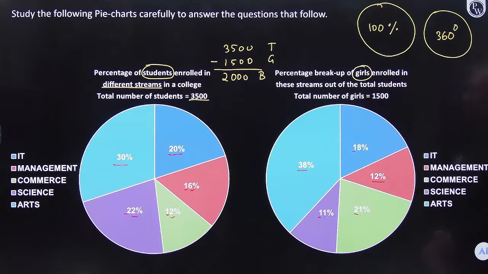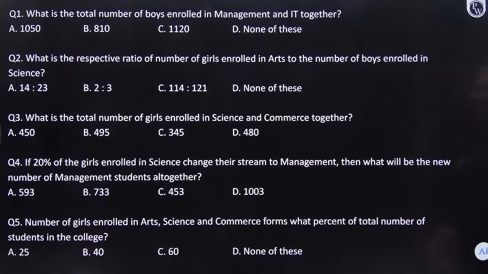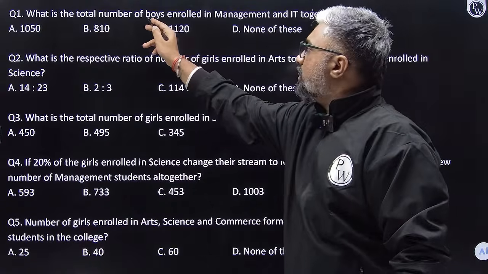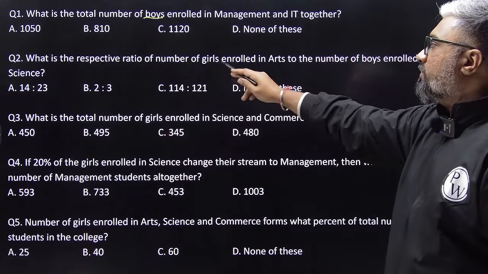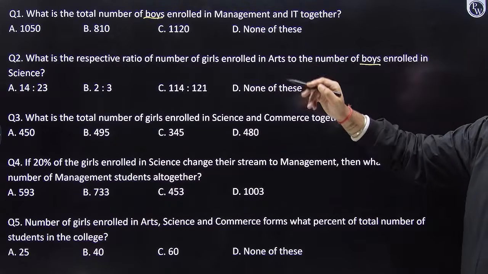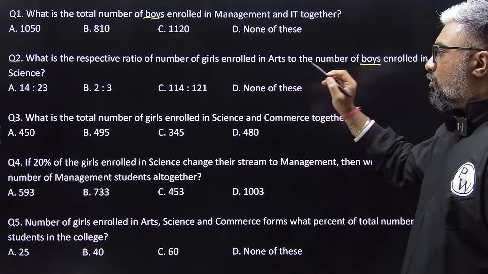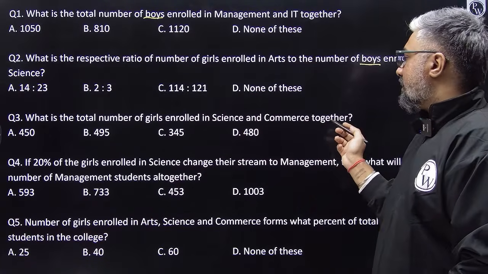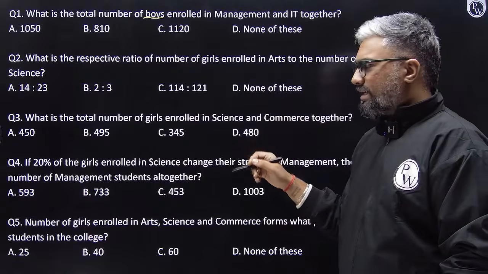Done. Shall we have a look at the questions now? So there's nothing additional to identify. I think most of the questions should be based on the boys. Let's see. What is the total number of boys enrolled in management and IT? So boys asked here, respective ratio of number of girls in arts to boys in science, again number of boys. Total number of girls enrolled in science and commerce, this we can do it directly.